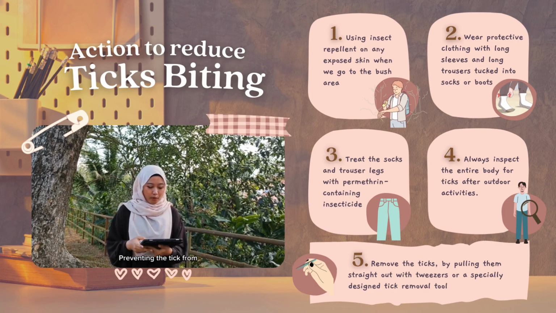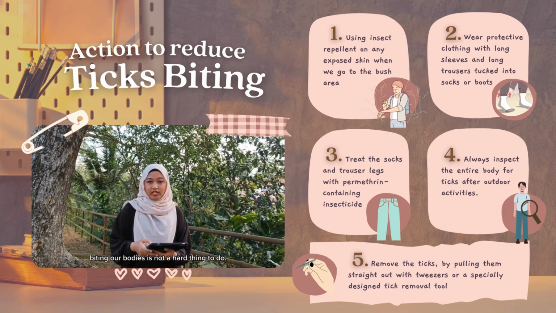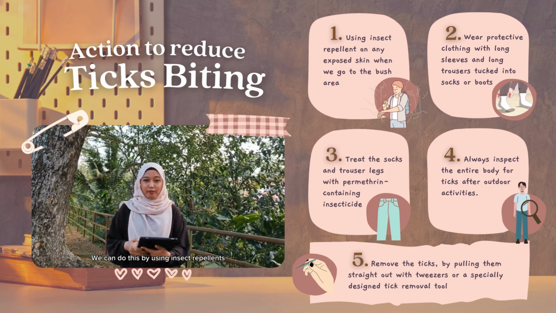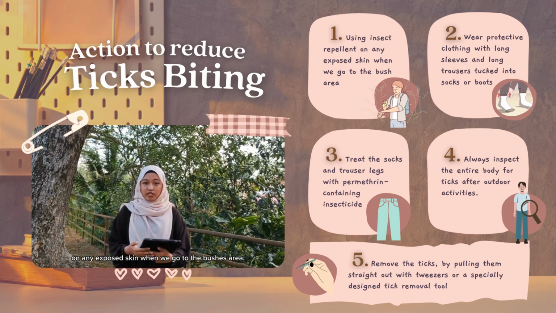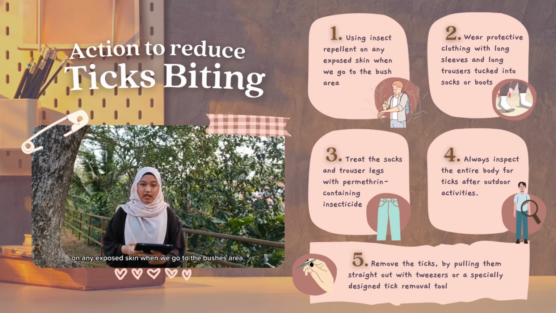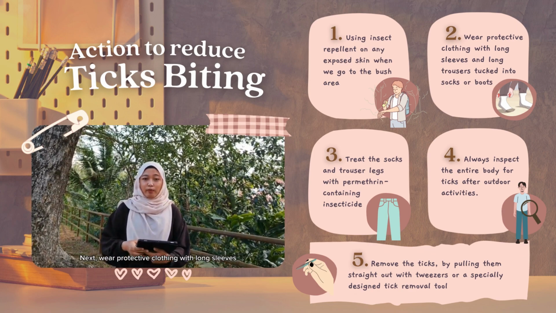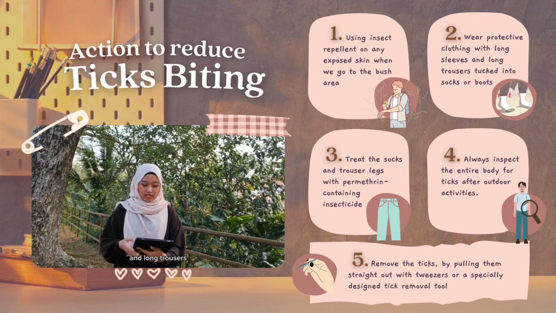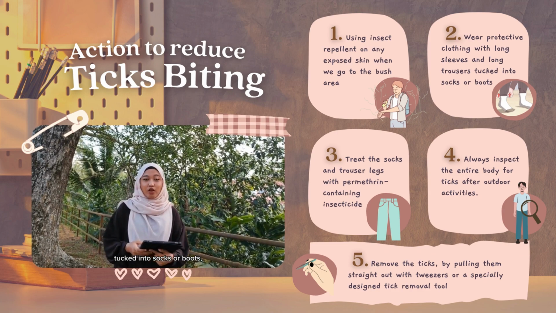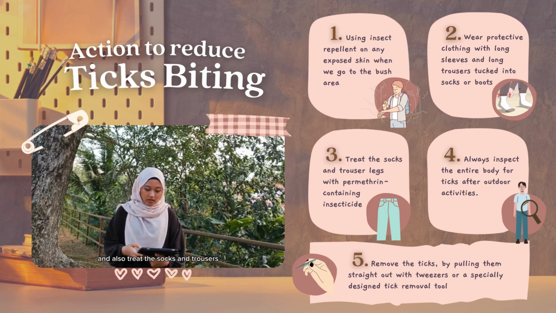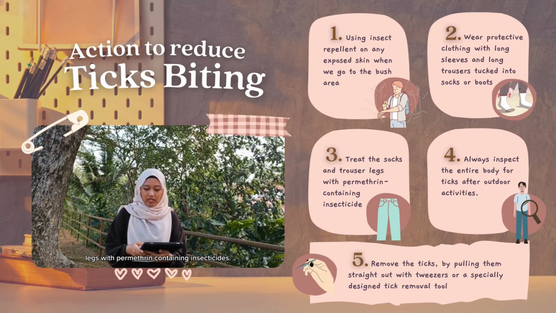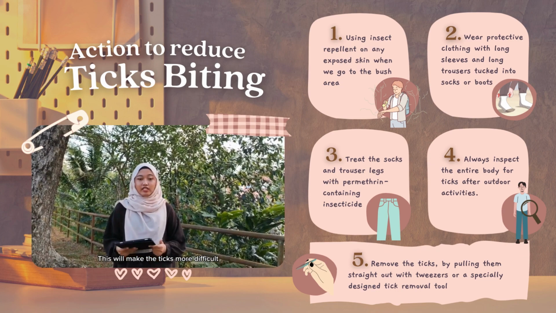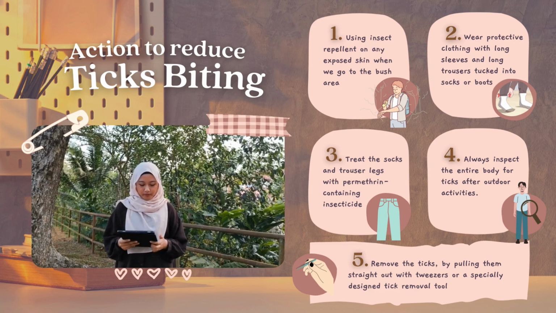Preventing a tick from biting our body is not a hard thing to do. We can do this by using insect repellents on any exposed skin when we go to the bushes area. Next, wear protective clothing with long sleeves and long trousers. Tuck them into socks or boots, and also treat the socks and trouser legs with permethrin-containing insecticide. This will make it more difficult for ticks to get onto our bodies.